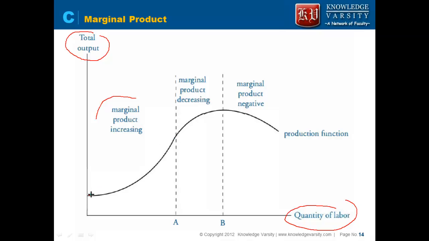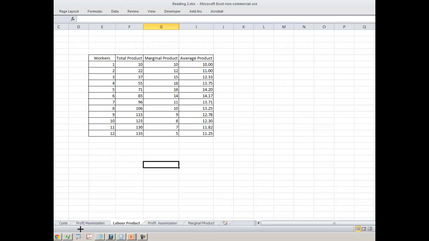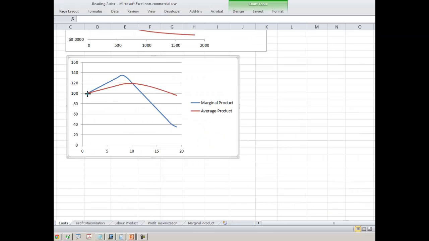See, your total output is increasing from here to here, but your marginal product, here it is increasing, here it is decreasing, and here it is negative. We see this from here. This is your marginal product. Initially your marginal product is increasing, then it is decreasing. Here it has not become negative, but further it can be negative.